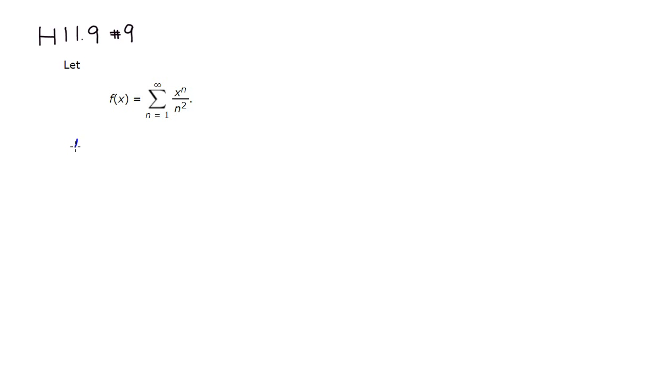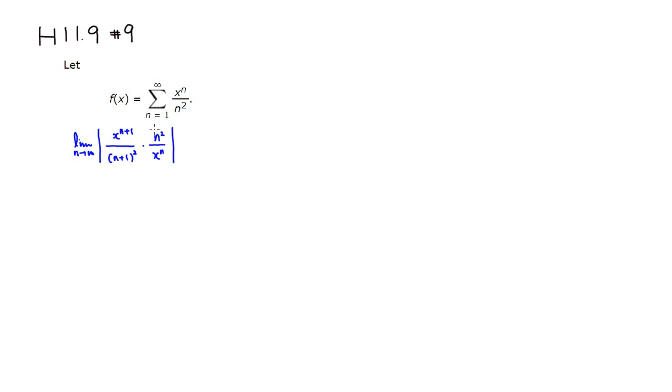So you have a limit as n approaches infinity of the absolute value of a_(n+1). So I just put x to the n plus 1 over n becomes (n plus 1) squared, right? Then divided by a_n, so I just have to multiply by the reciprocal of this. So we have n squared on top, and x to the n on the bottom.